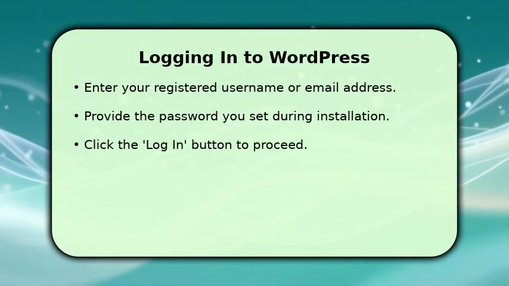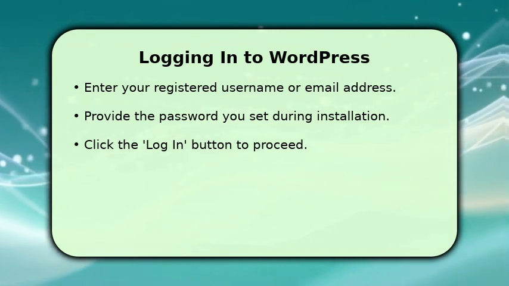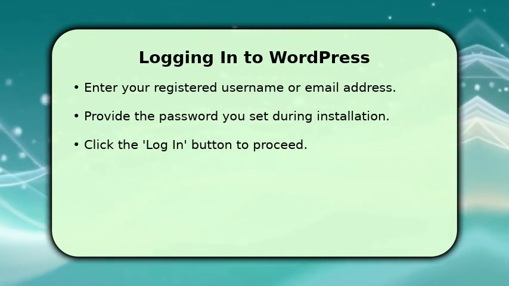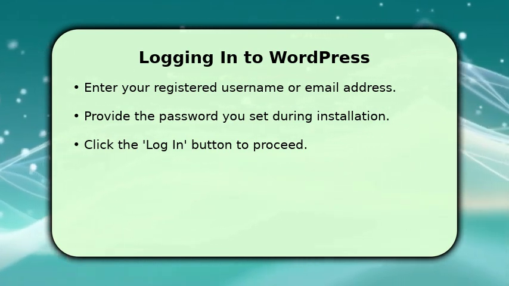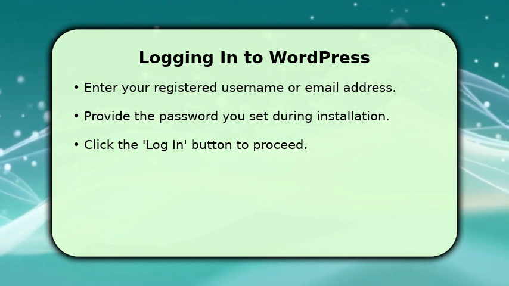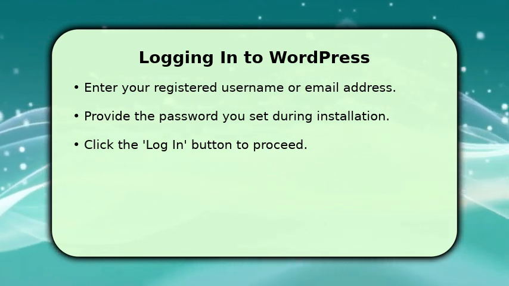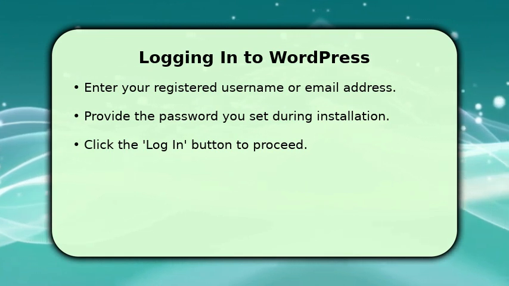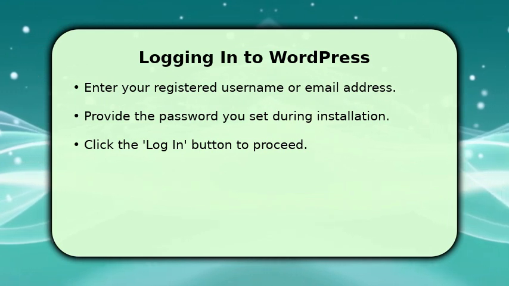Upon reaching the login page, you will need to enter your credentials. Type in the username or email address you registered when you first installed WordPress. Then, carefully input the corresponding password you created. After entering both pieces of information, simply click the Login button. If your details are correct, you will be granted access to your administrative dashboard, ready to manage your site.